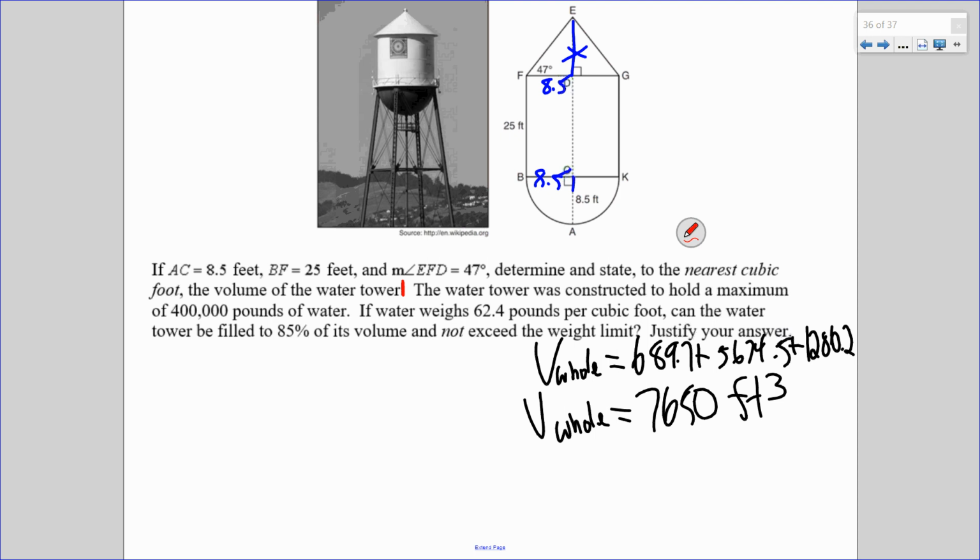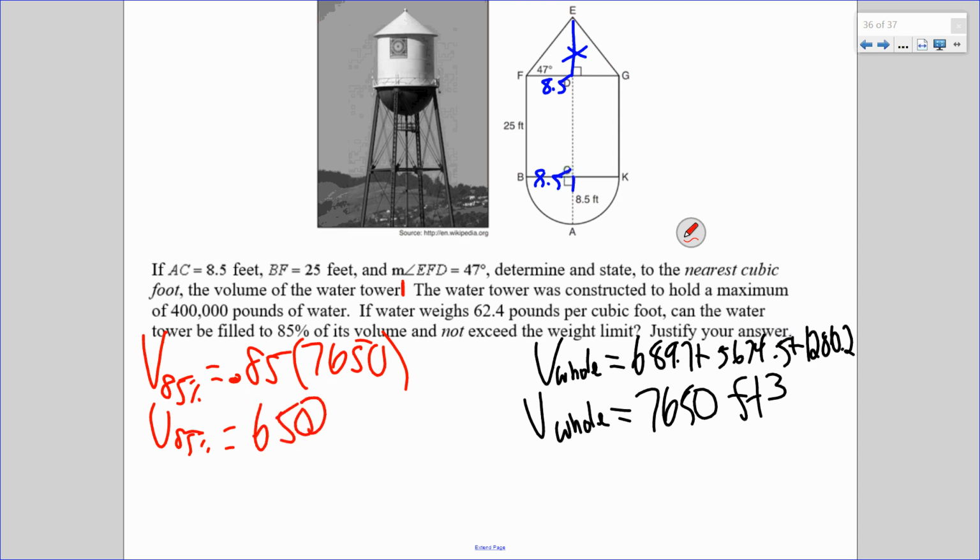To find 85% of its volume, you're going to take 0.85 and multiply it by 7650. So 85% of the tank, I'm going to put that into the calculator, 0.85 times 7650 is 6502.5. That's how much water it could hold at 85% of its full.